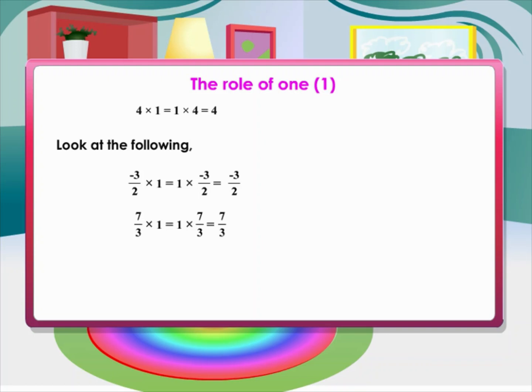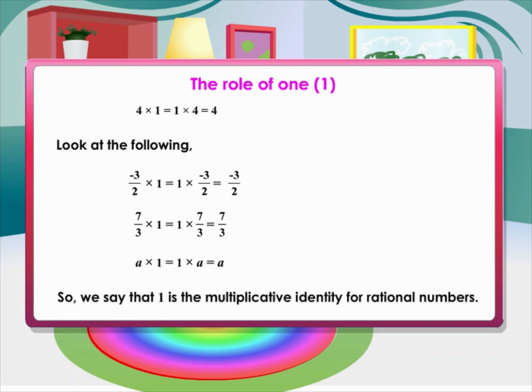What do you find from this? You will find for any rational number a multiplied with 1, you get the same a as the product. So we say 1 is the multiplicative identity for rational numbers.